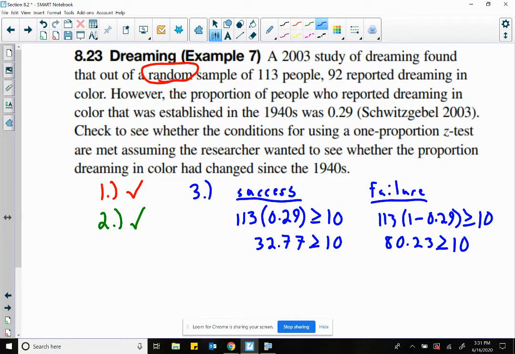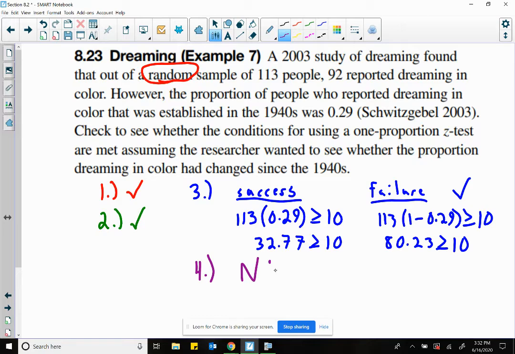So this one is met. Now all we've got to do is double check the population. And again, this is one of those things where you don't really know the total population, but we can talk about the population in general that we're dealing with. Okay? So step 4, let's talk about large population. Our main population, it says we were studying people, just people. So our population is people.